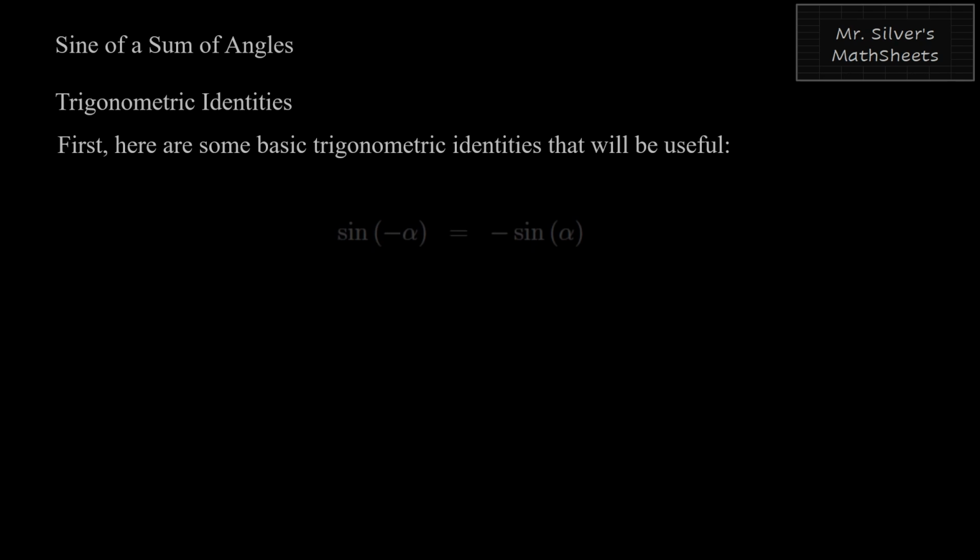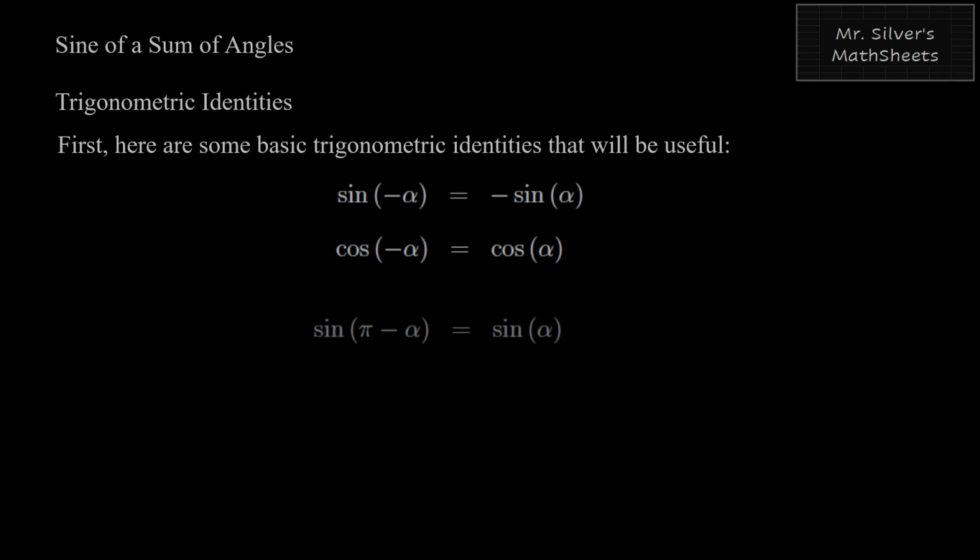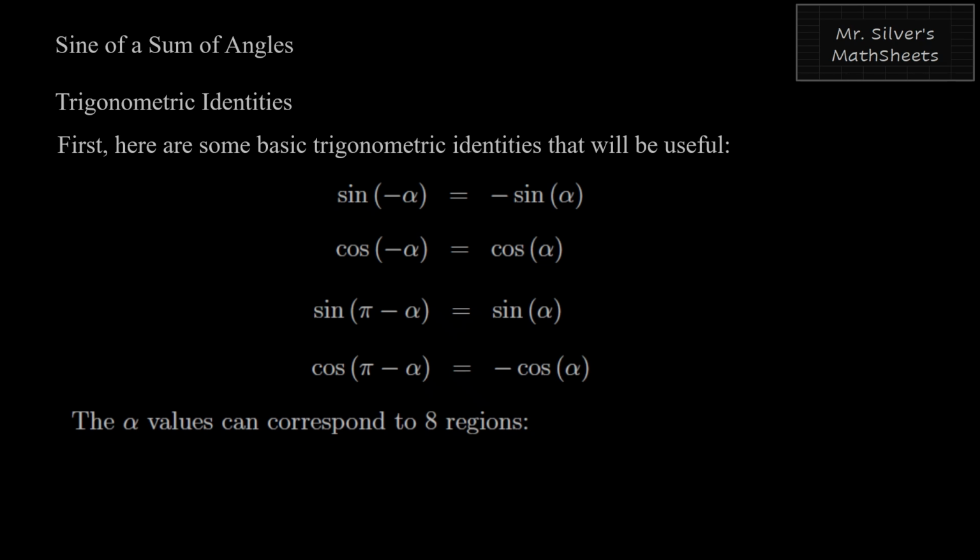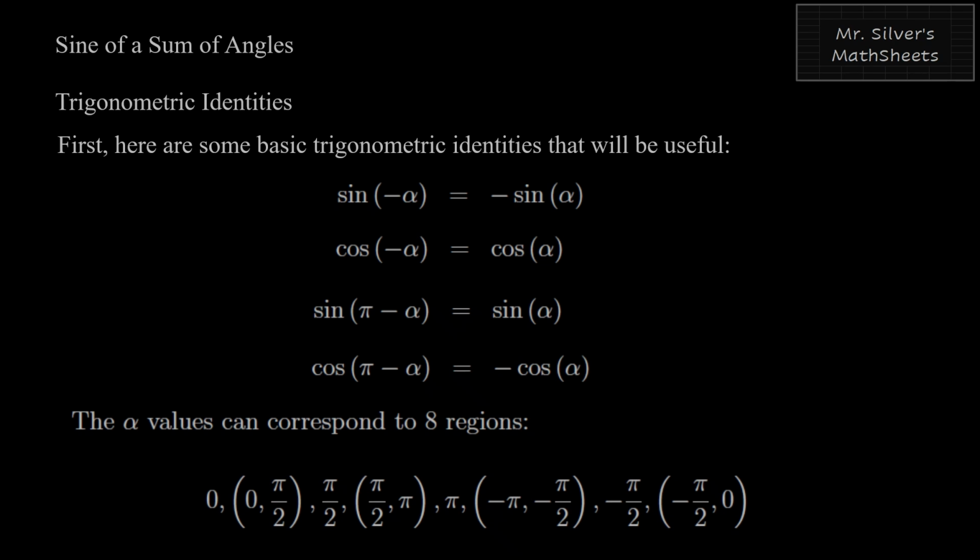So first, here are some basic trigonometric identities. It'll be useful. Sine of a reflection is minus sine of the angle. Cosine of a reflection is cosine of the angle. Sine of a supplement is the sine of the angle. Cosine of a supplement is minus cosine of the angle. The alpha angles could correspond to any of these 8 regions.